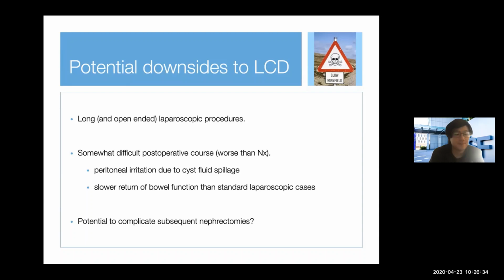And I think that's related to peritoneal irritation due to the leakage of cyst fluid that's inevitable during these cases. They have a very slow return of bowel function, and certainly slower than what we see in normal laparoscopic cases. And of course, you have to keep in mind that if these patients are ultimately going to go on to nephrectomy, doing extensive cyst decortication is going to complicate that procedure later.